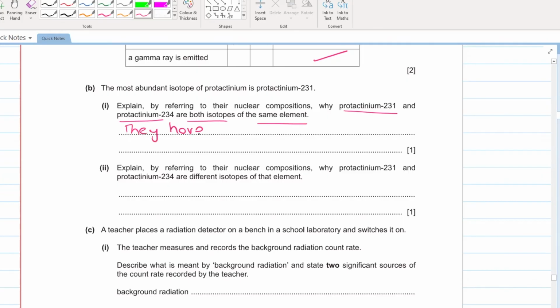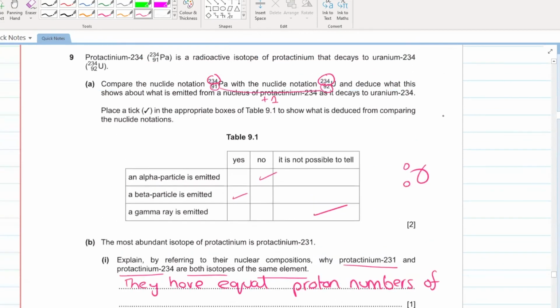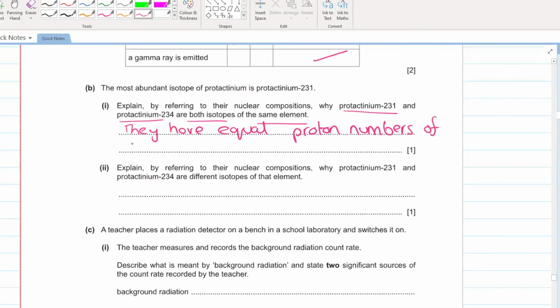They have equal proton numbers of 91. Explain, by referring to their nuclear composition, why protactinium 231 and protactinium 231 are different isotopes of the same element.